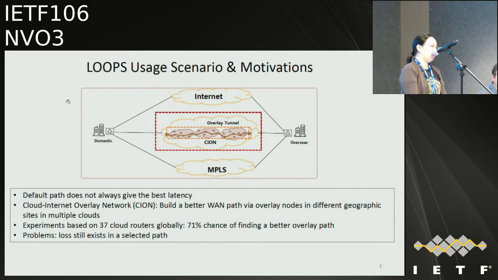Eventually we found there are basically 71% chances of finding a better path in terms of latency. I'm not going to give all the data here. This is just a very brief introduction. But we found that the problems of loss still exist, even with the selected path.